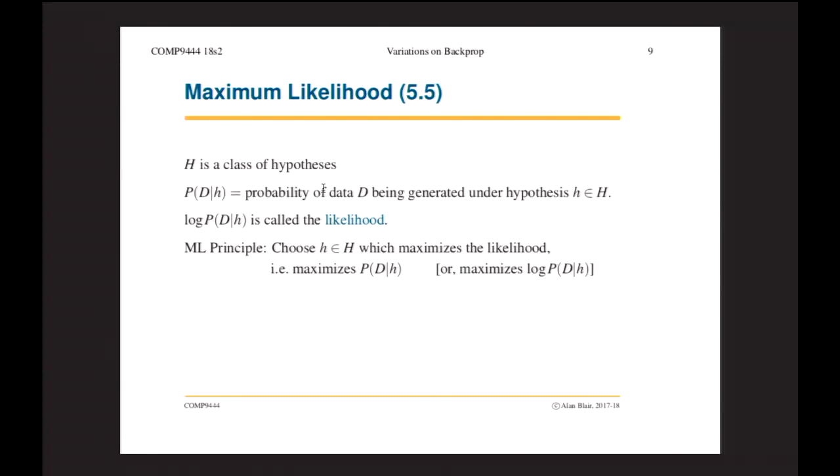We want to pick the one that maximizes the likelihood, but if we maximize the log of the probability, that's the same as maximizing the probability. And if it's the log of a probability, we refer to it as a likelihood. So this is called the maximum likelihood principle: choose that H which maximizes the probability of D given H, or maximizes the log of the probability of D given H.